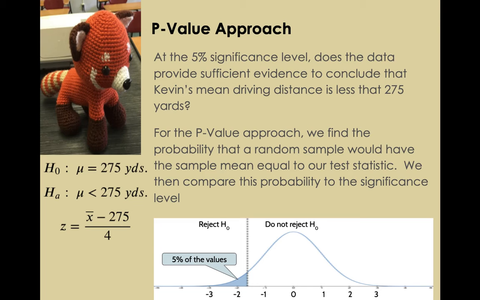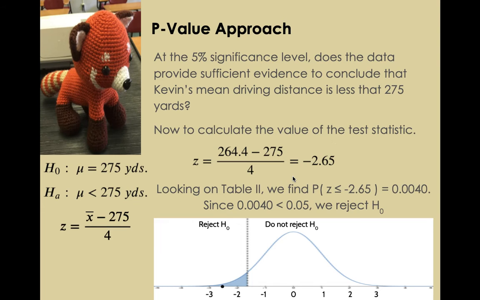Now, with the p-value approach, we're going to ask what's the probability that that test statistic is good enough? If 264.4 yards is close enough to the mean, what's the probability that it's farther away? What's the probability that the value would be less than that? That's what we're looking for. So we start with our test statistic. What's the z-value? The z-value is negative 2.65.